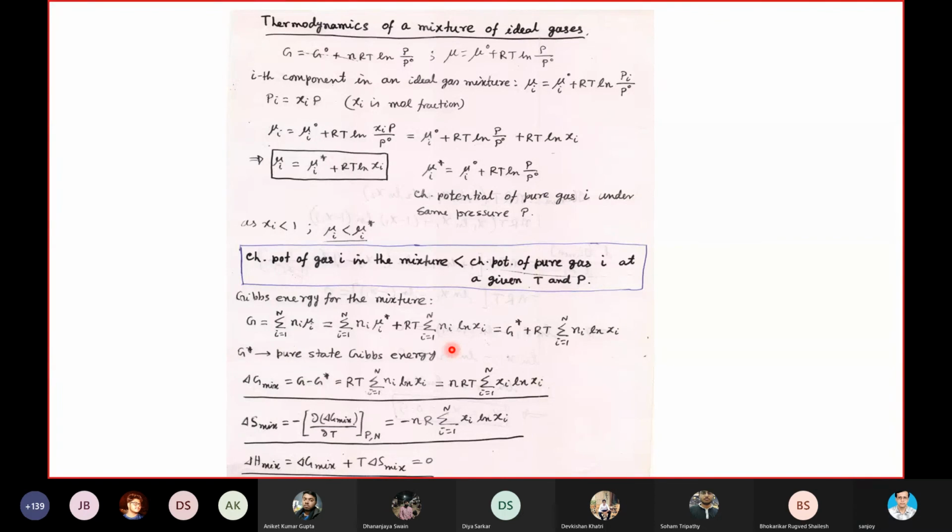Okay. Then I will get what happens. What is the Gibbs energy change because of only mixing? Clear? Now this is something like this. Suppose you want to mix 10 different gases. So you keep the 10 different gases.